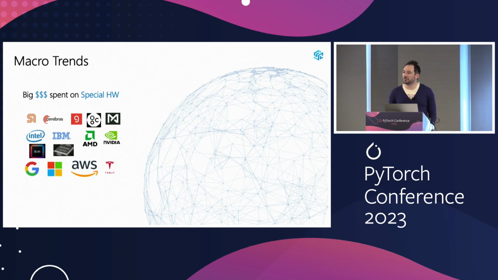I'm a database researcher, so I'm going to give you a perspective from someone outside the machine learning community. Basically, we see two macro trends. One is that a lot of dollars are being spent on special hardware for AI. We see startups such as SambaNova and Cerebras. We see hardware vendors such as NVIDIA and AMD, as well as cloud providers that are investing in their own custom chips.